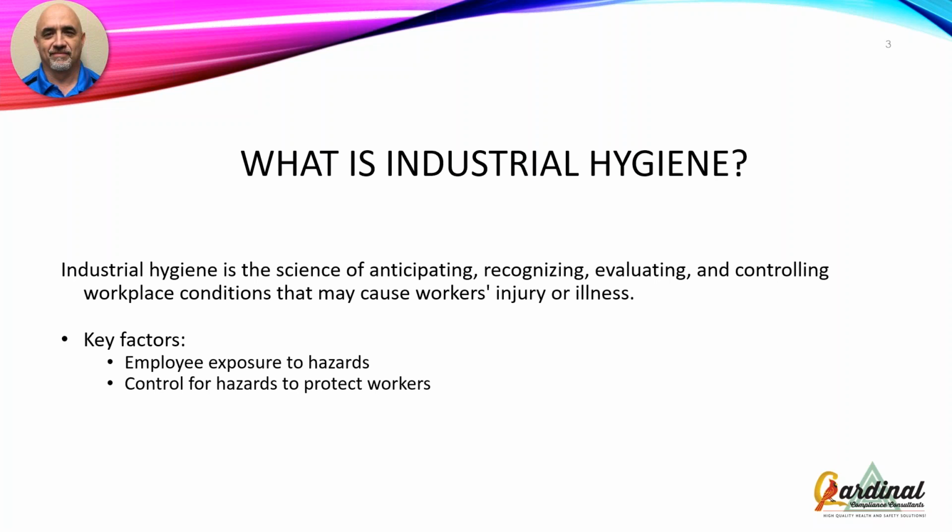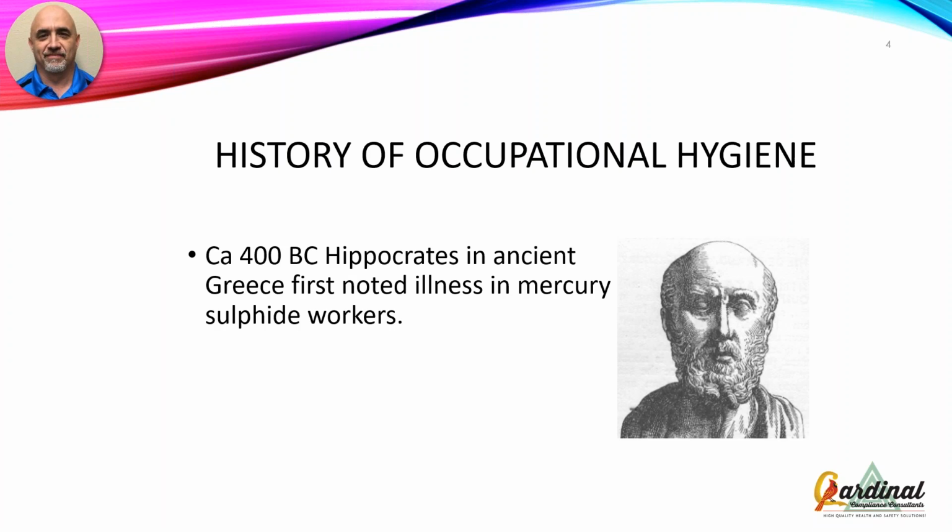Because we're going back to 400 BC, Hippocrates, father of modern medicine, right? He first noted in Greece illnesses in mercury sulfide workers. So he made that correlation between folks working with this chemical and a higher incidence of illnesses because of it. So that's industrial hygiene, that's occupational medicine, going back to 400 BC.